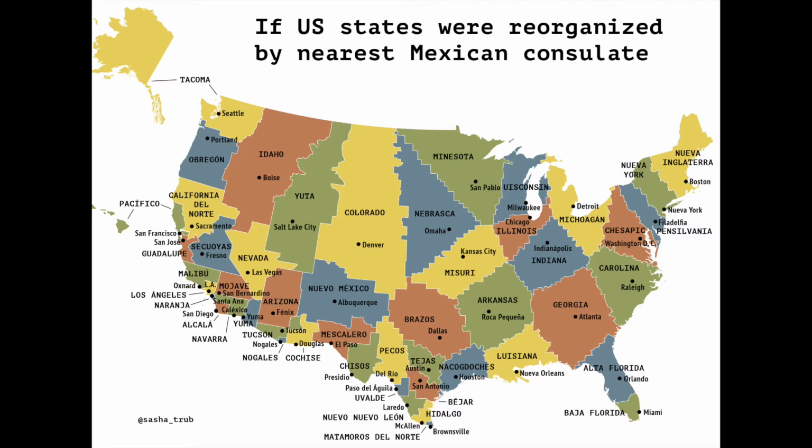Hey folks, today I made a map of what America would look like if state borders were based on where is the nearest Mexican consulate. I got a few requests from people asking me how I did it. So in this video, I want to show you how to create this kind of map that shows the nearest counties to a bunch of points.